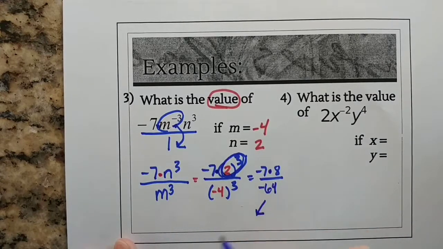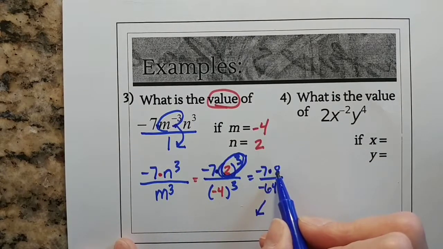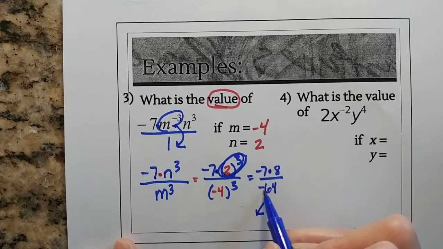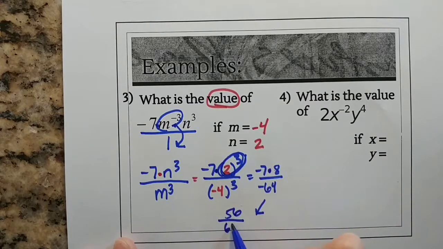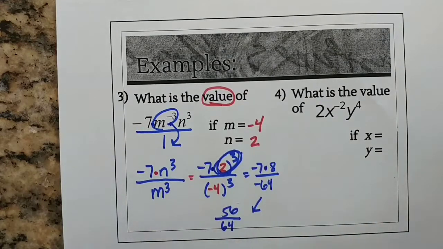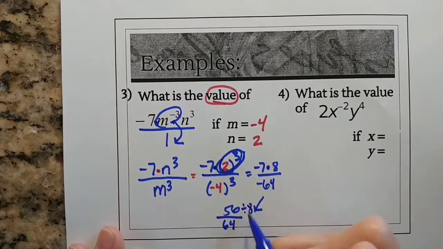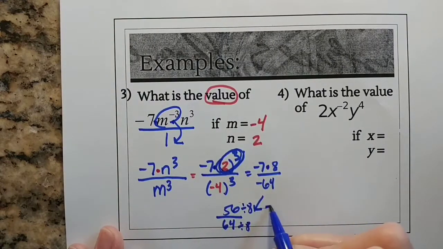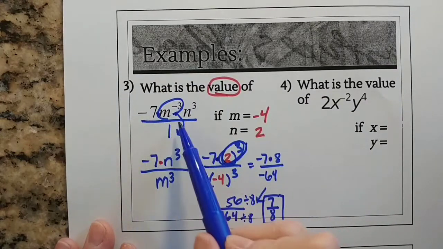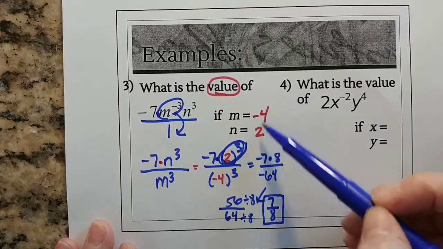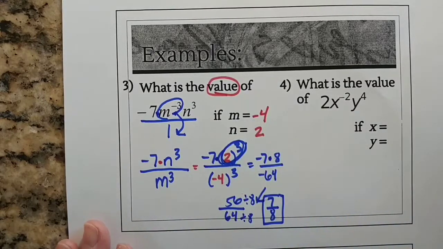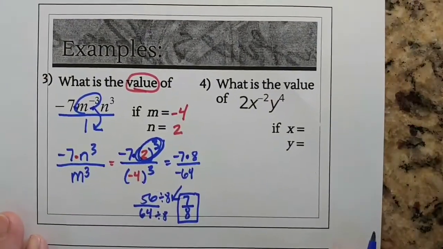Now let's drop this down here. Negative 7 times 8 is negative 56. We have a negative divided by a negative. That makes a positive. So I'm going to go positive 56 over 64. And then take a look at these two and see, can you simplify? Sure, you can divide by 8. And then you get 7 over 8, 7/8. So if I took this expression and simplified it and then plugged in m and n here and evaluated, I would get 7/8. Let's look at number 4.